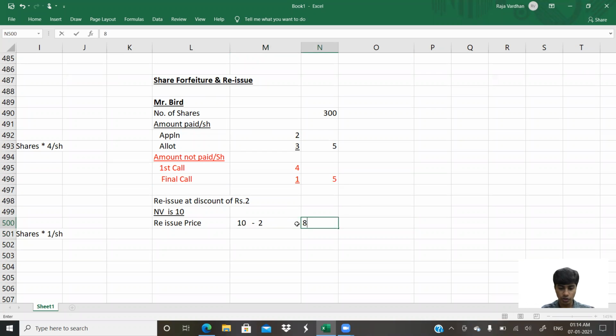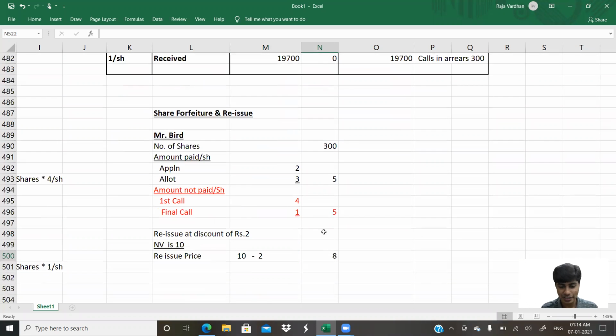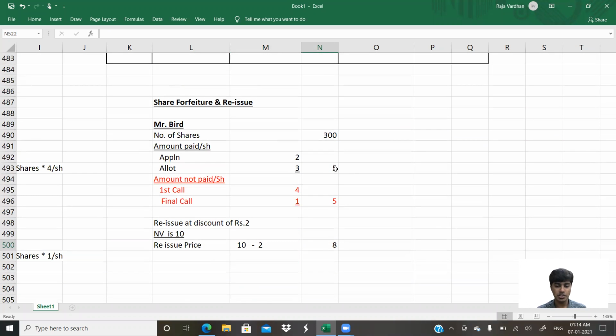10 minus 2, 8 rupees. So firstly you have received 5 rupees against this share, and now you're receiving 8 rupees. So you received how much? Totally 13 rupees. So there is extra money that you collected, 3 rupees.